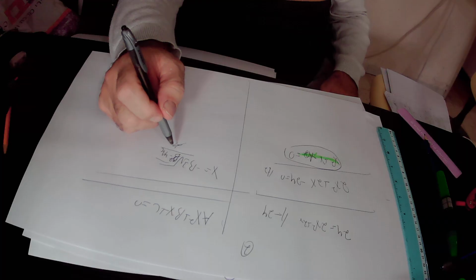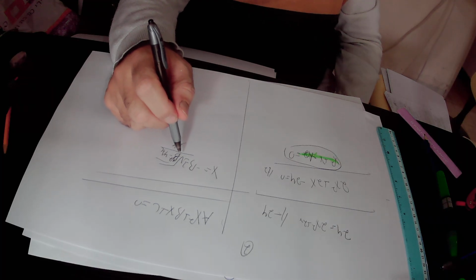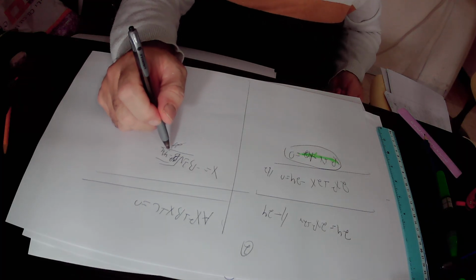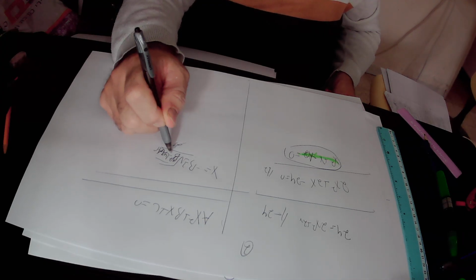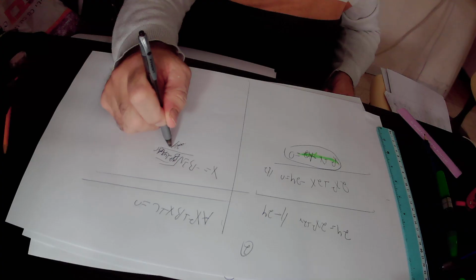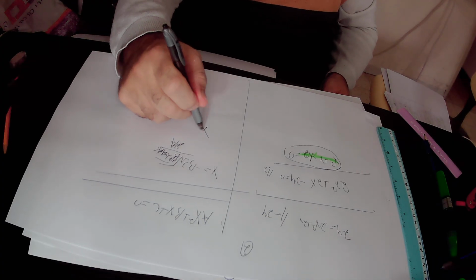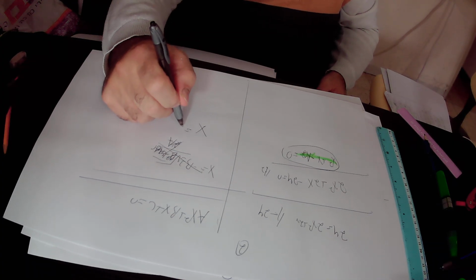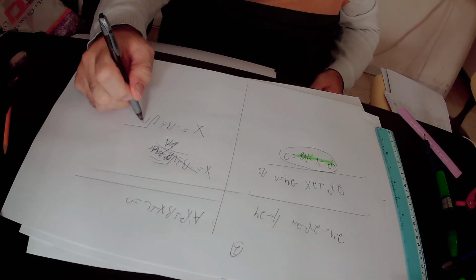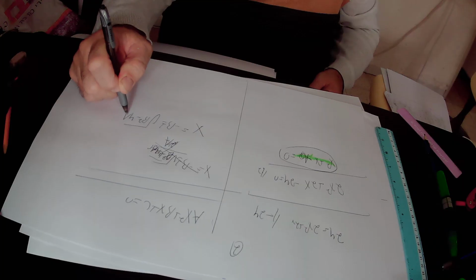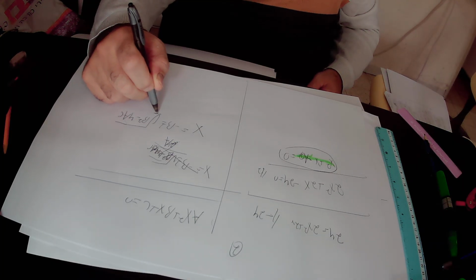Again, x equals minus b plus minus square root of b squared minus 4 times a times c, over 2a.